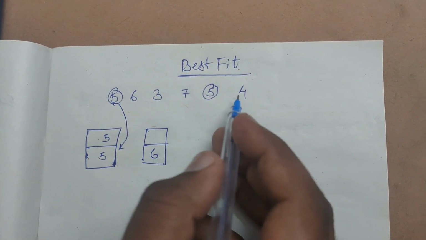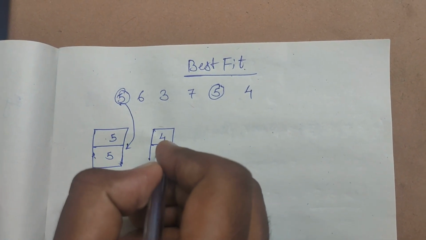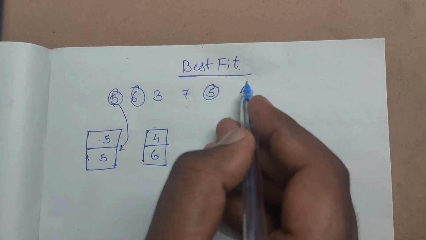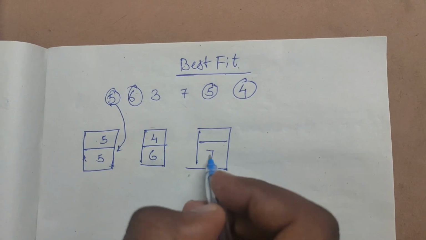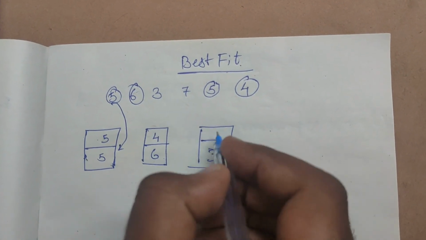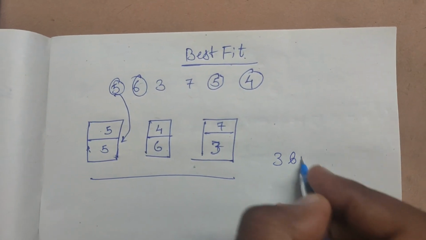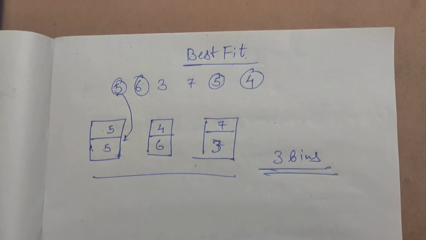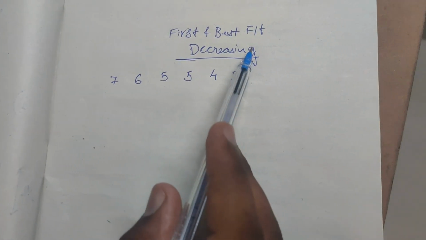Then what fits best? 4 fits best, so you will put 4 here. Okay, you are done with this and this. And then 7, say 3 and 7. So using best fit you have 3 bins. And the most efficient one, which is the first fit and best fit decreasing.